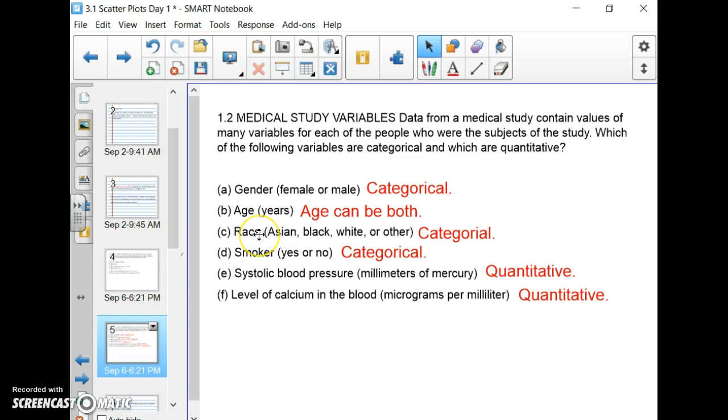Now, C was pretty straightforward. You got, again, groups, categories, you got categorical. Yes or no answer, 2 groups, categorical. There's no numerical value here. Now, the last 2 had to do with some kind of measurement. So that measurement was a huge indicator that we're talking about quantity, so it was quantitative.